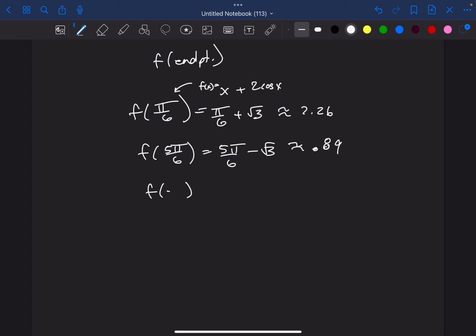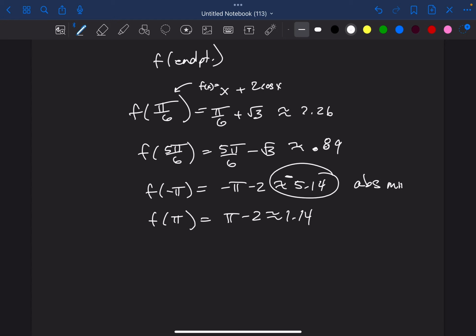And then I need to do my endpoints. So I do negative pi, and I get negative pi minus 2, which is about negative 5.14, right? I think you believe that. And then when you put in pi, you end up getting pi minus 2, which is approximately 1.14, right? So I think that we see that the absolute minimum value happens at negative pi. So this is my absolute minimum value, right? My absolute maximum value happens at pi over 6. This is my absolute maximum value. Okay. Great work.